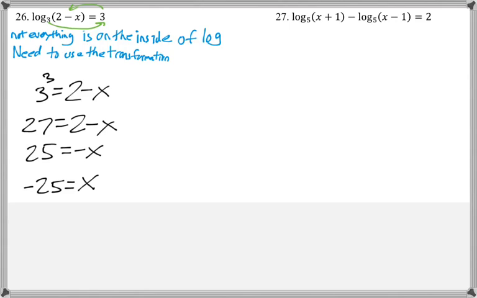Now I need to check this still on the inside of the original logarithms. And if it makes the inside 0 or negative, we need to throw it out. So we have 2 minus x here. So if I plug in a -25, 2 minus -25 is like 2 plus 25, which would be 27. So that's okay. So -25 is my final answer.